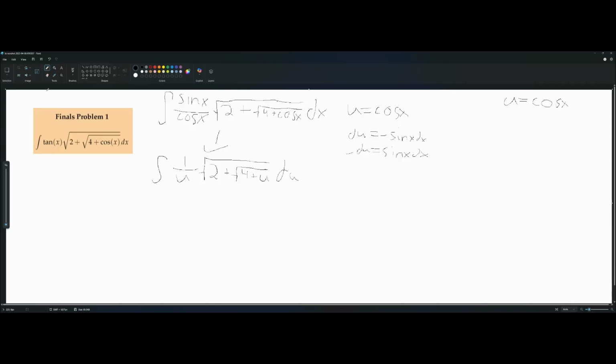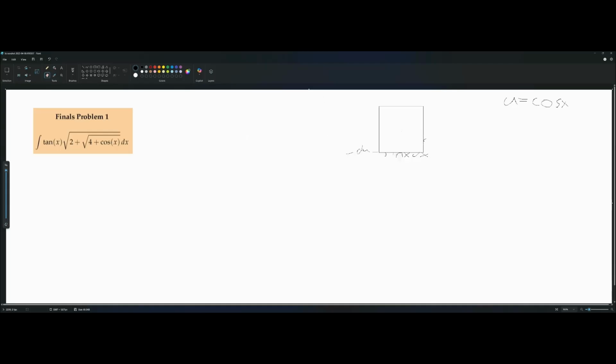Right. So let's just erase this all and rewrite our integral, leaving the substitution up there. Okay, so we had the negative integral of 1 over u times radical 2 plus radical 4 plus u. Oops, can't draw my radicals.